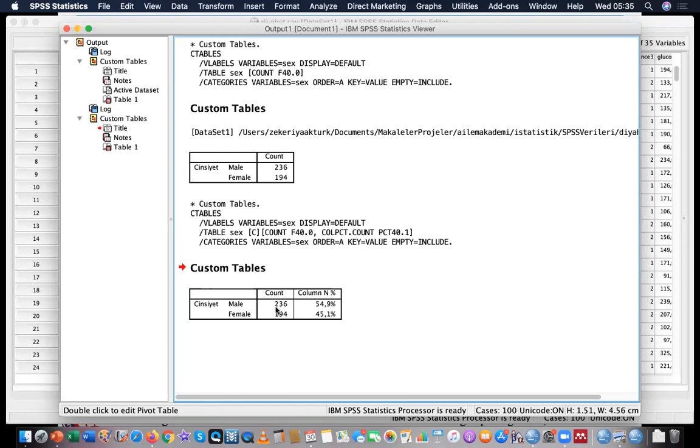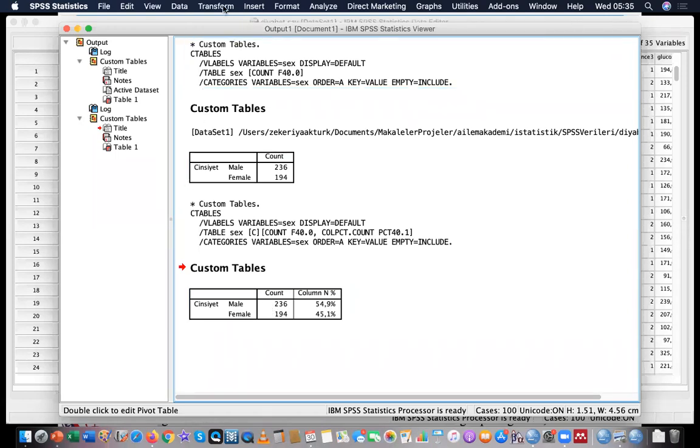Now it's better. Male 236 people and the percentage is 59.9, 54.9.